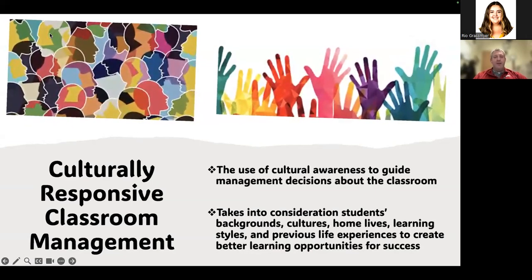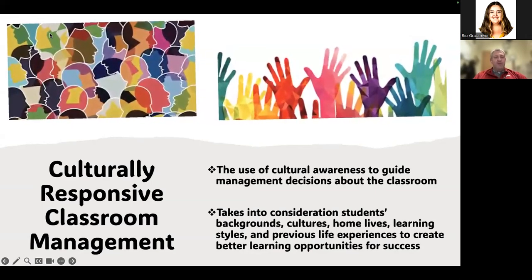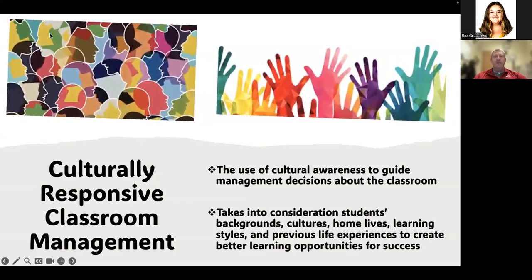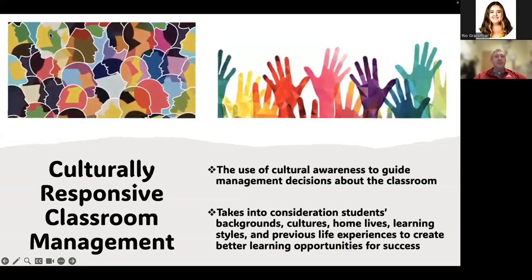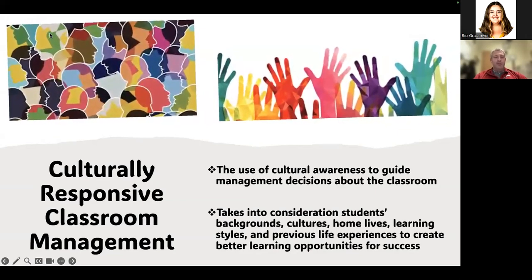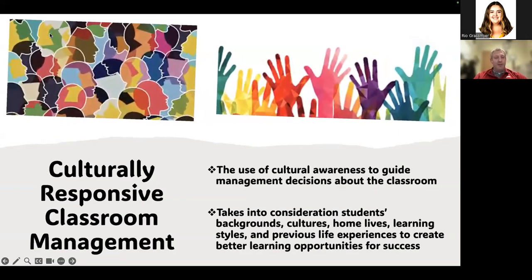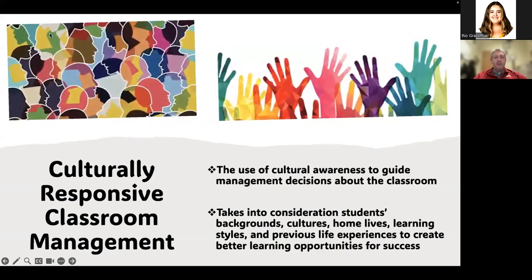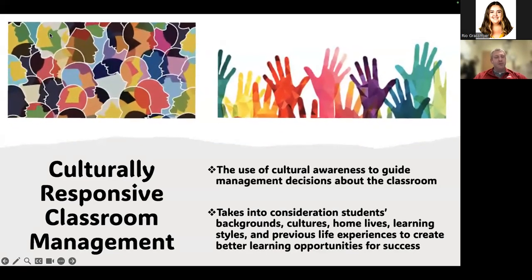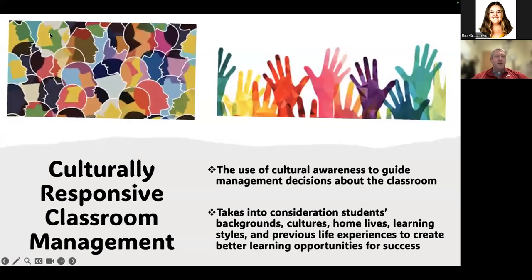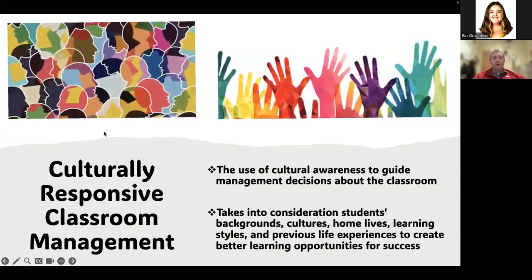And now we start looking into what are their backgrounds, what are their cultures, what are their home lives. You don't get this information by taking your lunch alone. You don't get this information by hiding in your office during a break. You get this by getting to know who they are as people. Get to know their learning styles, previous life experiences. We'll talk about previous life experiences and how that's going to take your program to a whole new level.